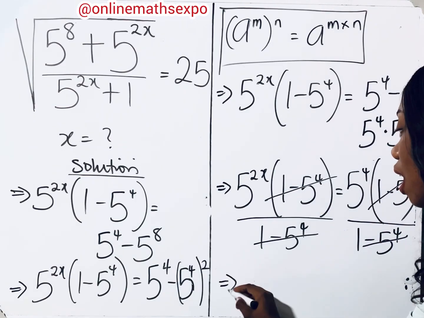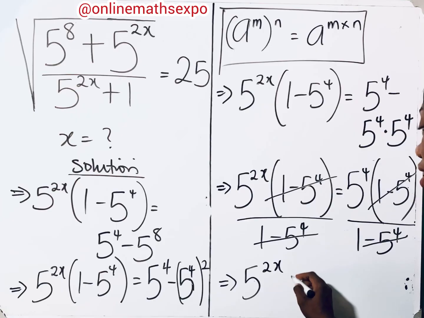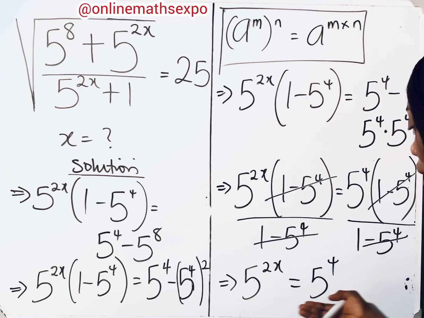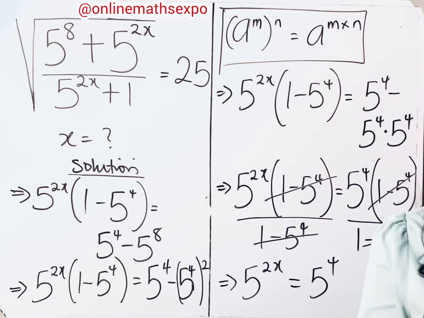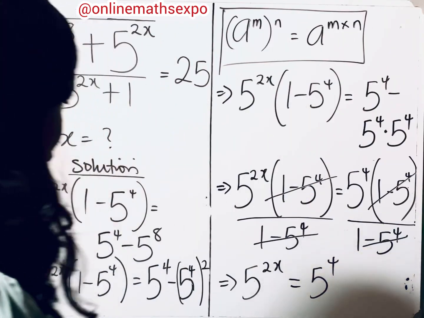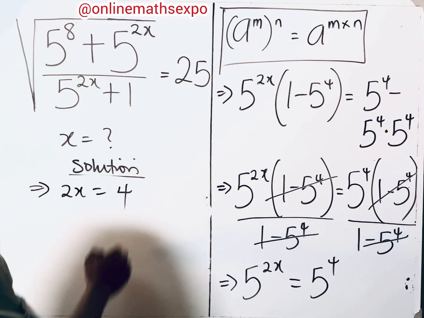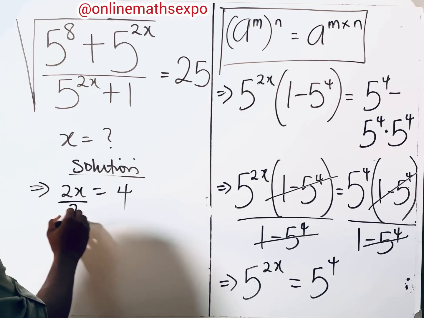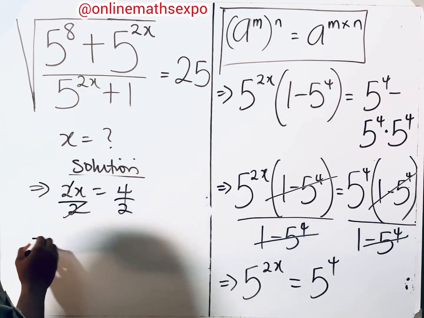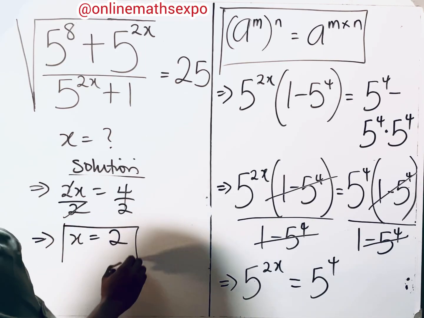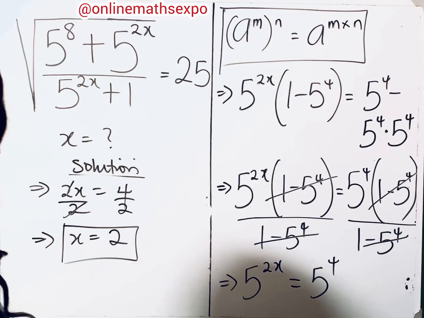So we're going to now have 5 to the power of 2x is equal to 5 to the power of 4. And remember, according to your exponents, the bases are the same, so automatically the powers should be equal. And that takes us to the next step. So we have 2x is equal to 4. To get x, divide both sides by 2. And if you do that, x is going to give you 2. So the value of x for this radical equation is 2.